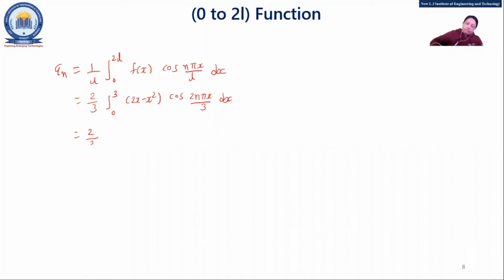Who is supposed to tell me the first term? I want one student for first step only, right? First term. This is your u, 2x minus x square, and that is your v, right? All of you have to write this sum, right? It was asked in 2016. This sum was asked in GTU 2016. Fine. So 0 to 2L sums are most important, right? Both continuous and discontinuous. Yes, Akhilesh.